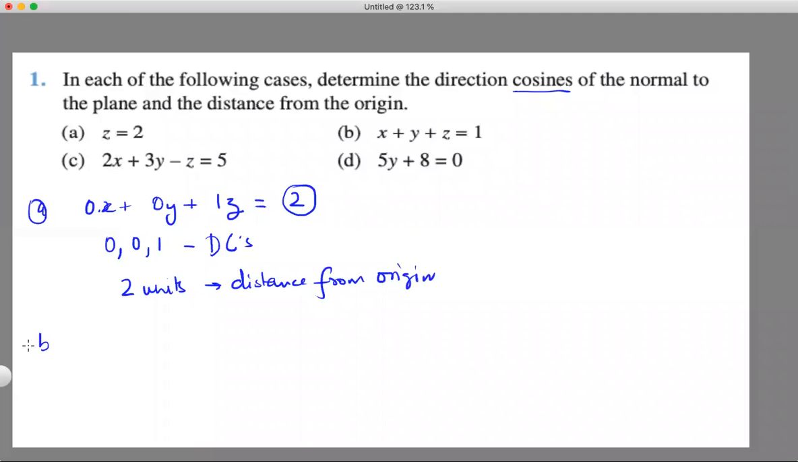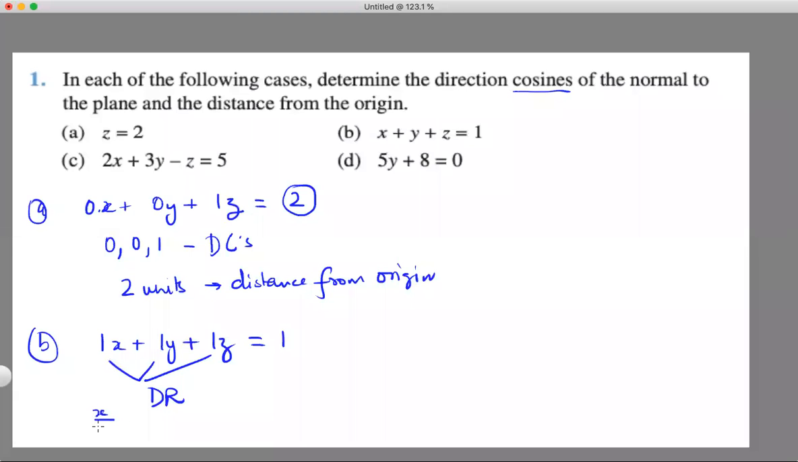Okay. Now let's do the next one. Now the next one is pretty much already written in the form we want. It is 1x plus 1y plus 1z is equal to 1. So direction ratios are these, but their modulus is under root of 1 square plus 1 square plus 1 square, which is root 3, right? So these will not give us the direction cosines. These will only give us the direction ratios. So how do we convert it into direction cosines? To convert it into direction cosines, we will have to divide this equation by under root 3. Okay, so let's do that.